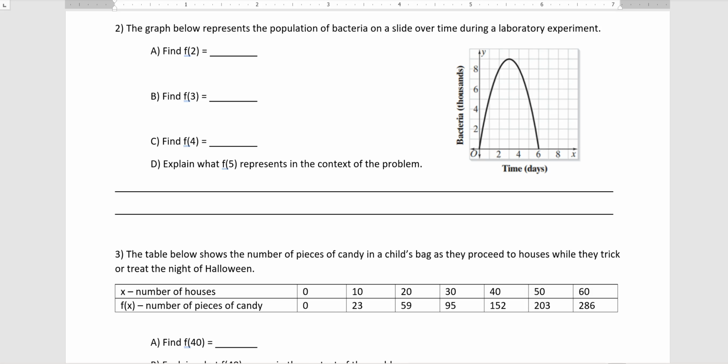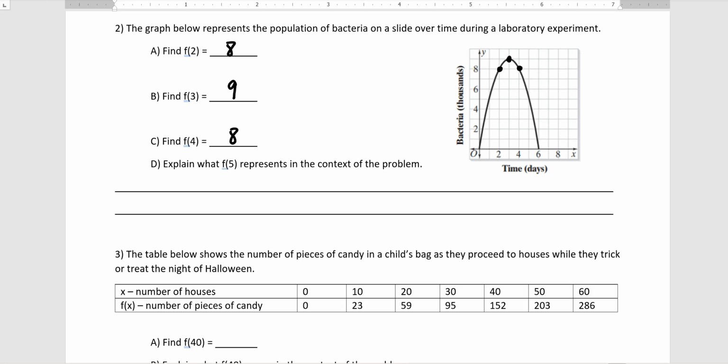So find f of 2. Well, when my x value is 2, and that's time in days, it looks like my y value is 8. Now this is in thousands. So if you wrote 8 or 8,000, that is totally fine. No issue there. Looking at f of 3, when 3 days have passed, how many bacteria do we have? It looks like 9. And again, you could write 9,000, that's fine. f of 4, we're going back down now, so we're back down to 8.